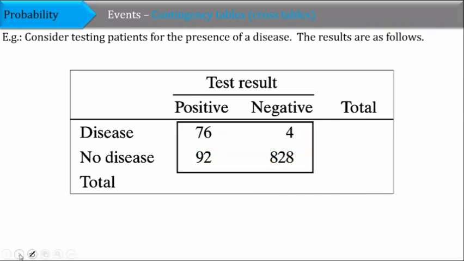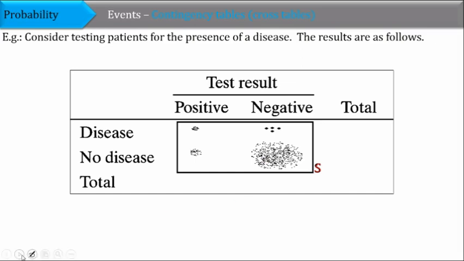So what I'm going to do is represent it as a Venn diagram. Drawing my rectangle around it, here I have 76 people, so I'm going to make 76 little dots over there to represent the 76 people. Then I will have the 98 dots over here to represent those people. I'll have the 4 dots over there, and here I'll have the 828, and of course that's my sample space.